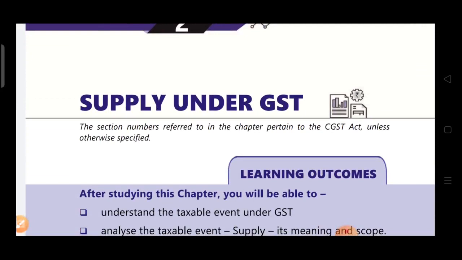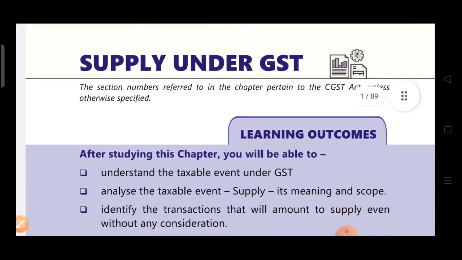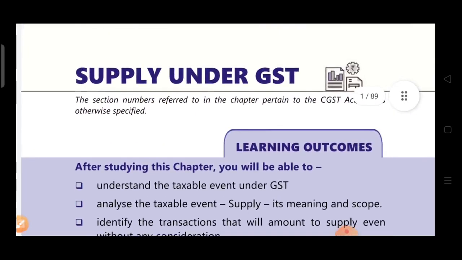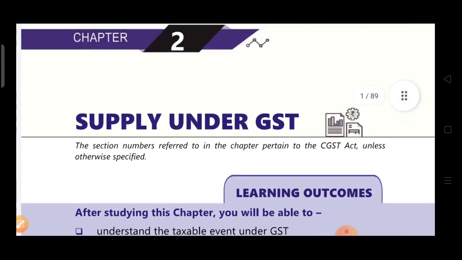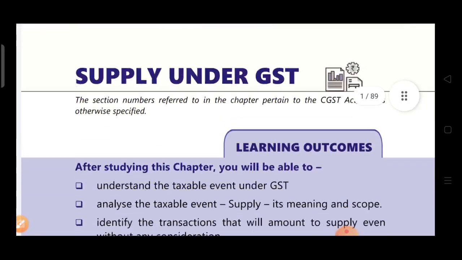First we'll study in detail, after that we'll do the summary portion, and after that the question answers, means illustrations and exercises from ICAI study material. Okay, the entire thing we are doing from the ICAI material, and the PDF link you will get from the description. If you wish you can download. So let's start off with chapter 2, that is supply under GST.